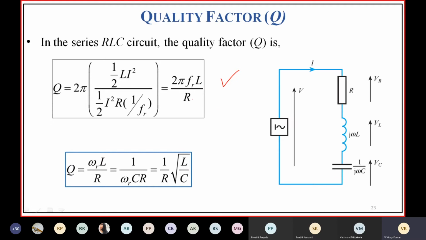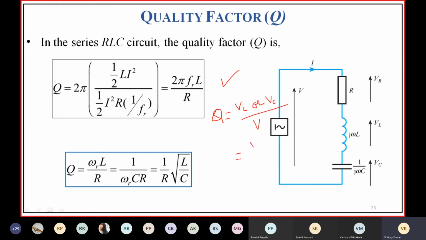Another way of defining this Q: it is the ratio of the voltage across the inductor or capacitor to the applied voltage at resonance.